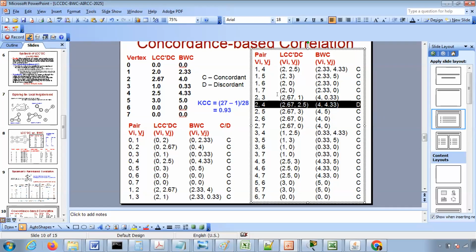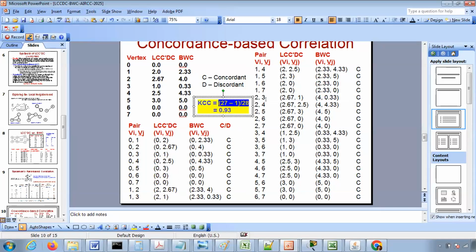On the other hand, for everything else, for example, take 2 and 3. The LCC prime DC of node 2, which is 2.67, is greater than 1, which is the LCC prime DC of node 3. Similarly, the betweenness of node 2, which is 4, is greater than the betweenness of node 3, which is 0.33. So 2.67 is greater than 1 and 4 is greater than 0.33. So in such cases, we say the pair is concordant. Like that, of the 28 pairs, we find 27 pairs to be concordant and only one pair to be discordant.